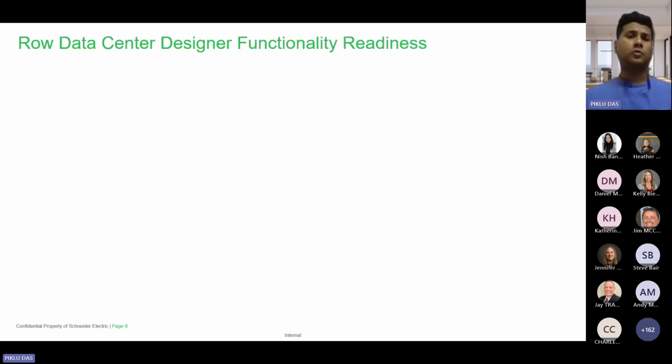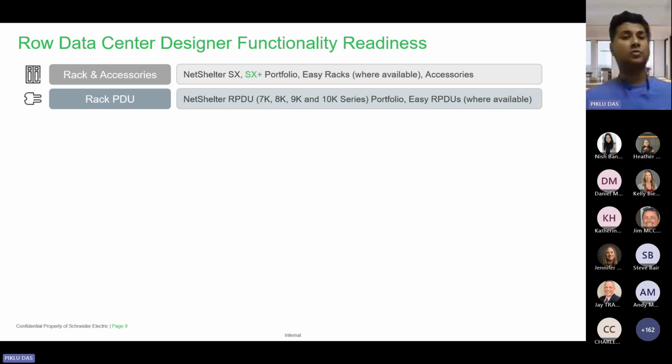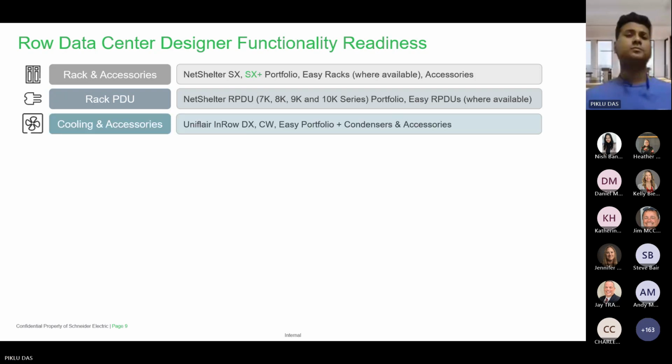Now, how's the Road Data Center Designer's readiness with respect to the products and functionality? You can see that many offers have been added since the last time we had this training last year. The SX Plus, the next gen SX racks, have been added to the racks portfolio. We have now all the NetShelter RPDUs, the 7K series, 8K series, 9K series, and 10K series. Easy RPDUs are for the regions where it is available, not primarily the NAM region.